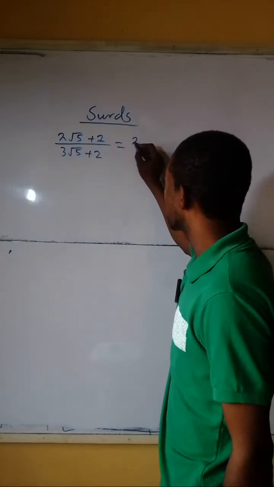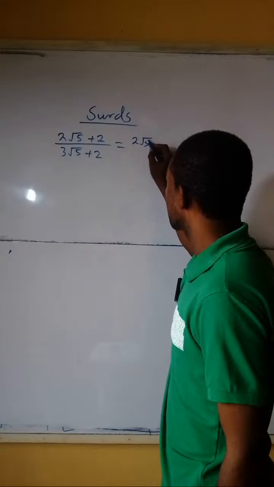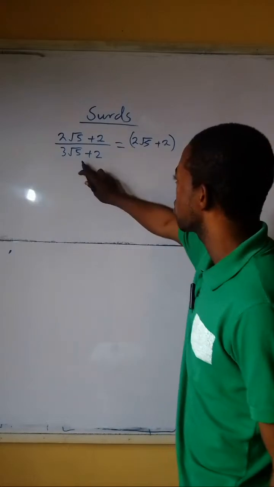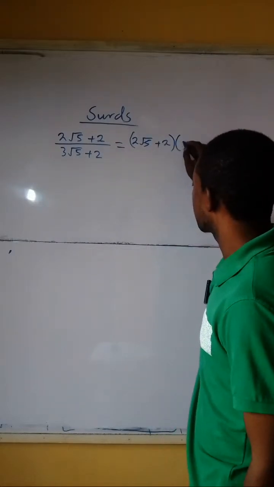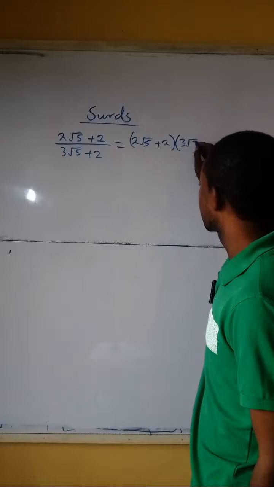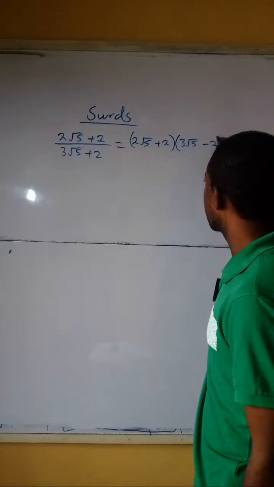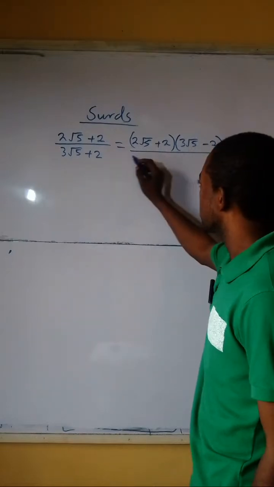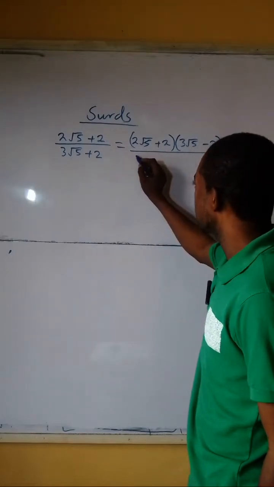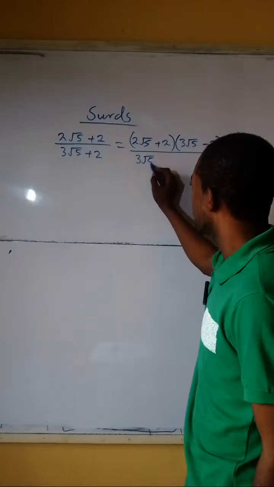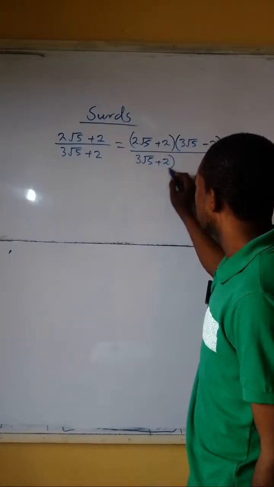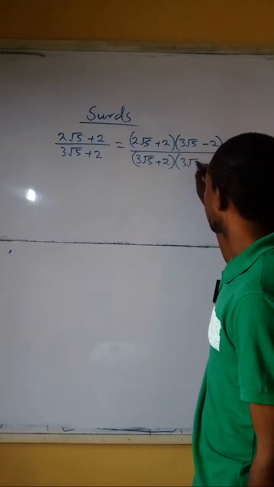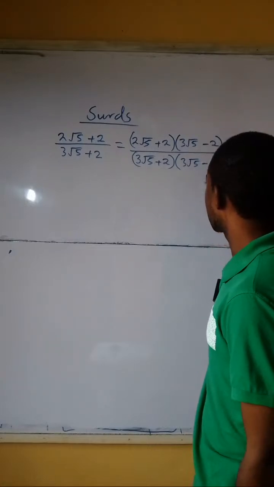Which implies that this equals 2 root 5 plus 2, which we now multiply by the conjugate surd, the same thing as 3 root 5 minus 2, only the sign changes. Then, divided by the denominator, we also multiply by its conjugate, that is 3 root 5 plus 2 times 3 root 5 minus 2.